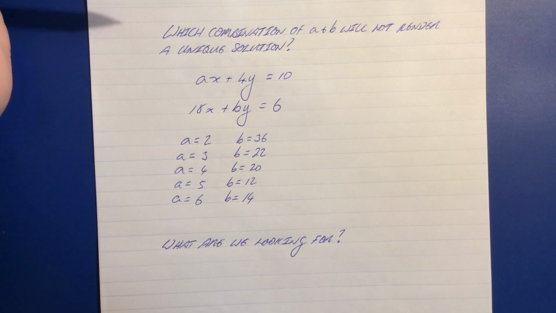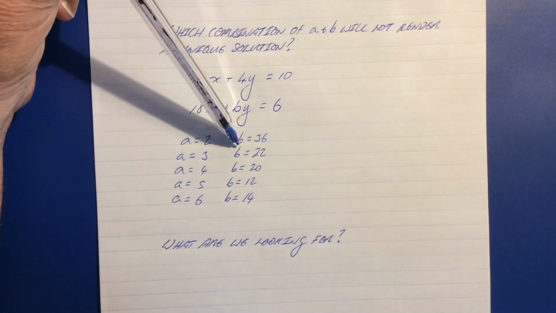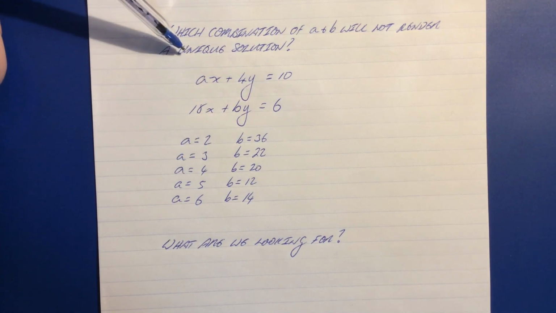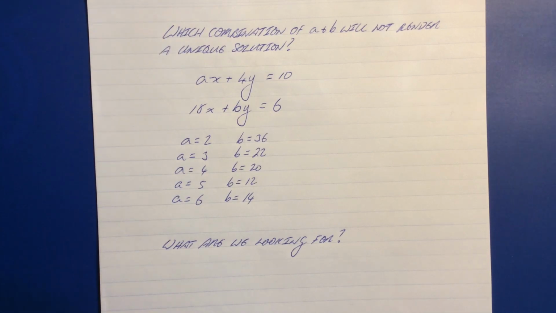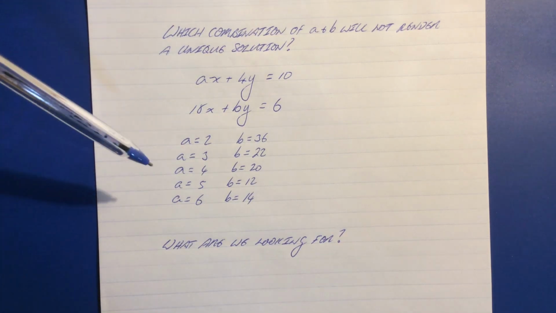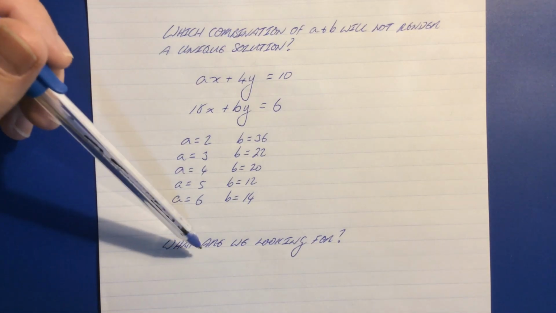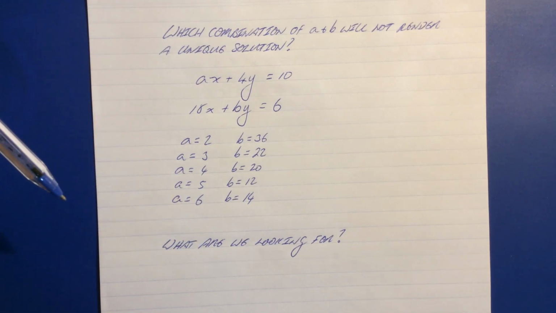Our task today is to find which combination of A and B will not render a unique solution for these two equations, for the set of equations. Now, the stumbling block for many people, and that's based on a completely unscientific survey of a couple of my students, is to figure out what it is you're looking for. And I can answer that very simply.